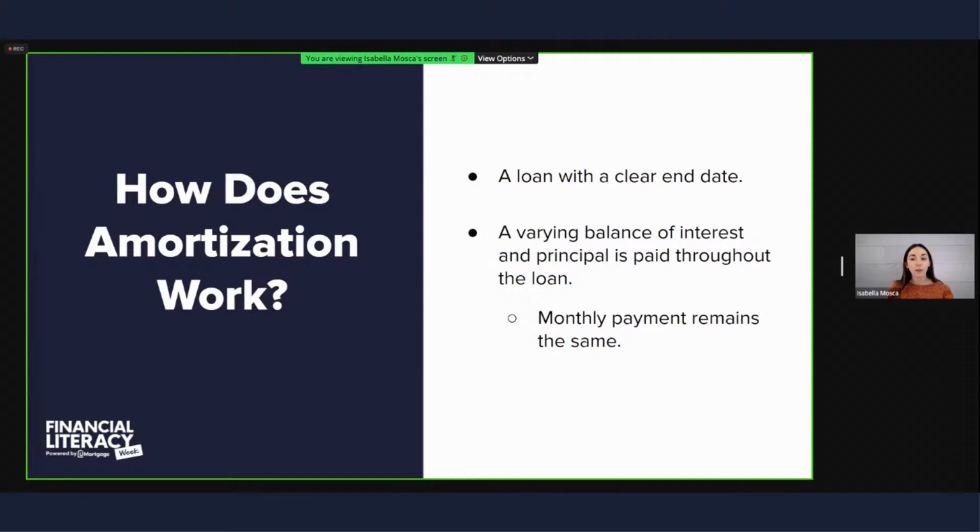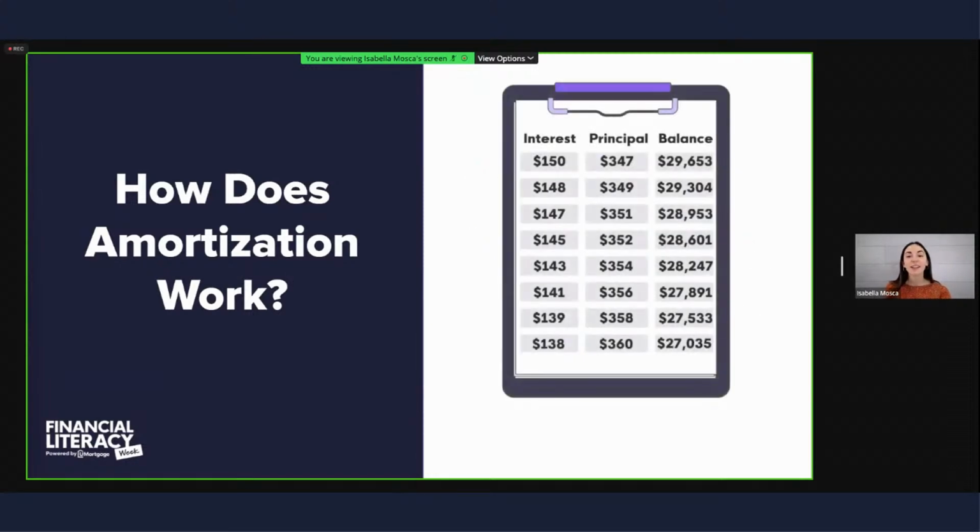Even though the two amounts vary, the overall monthly payment will remain the same, and we'll show you what that looks like in an amortization table or a schedule seen here. On the screen is what a typical amortization schedule will look like. You'll have a breakdown of how much is paid towards interest, principal, and the overall balance remaining on the loan.